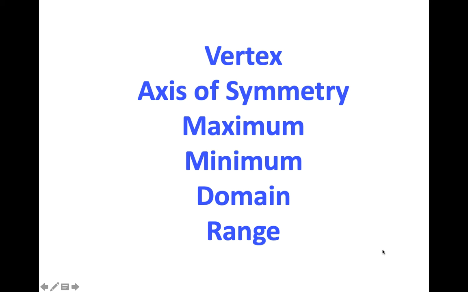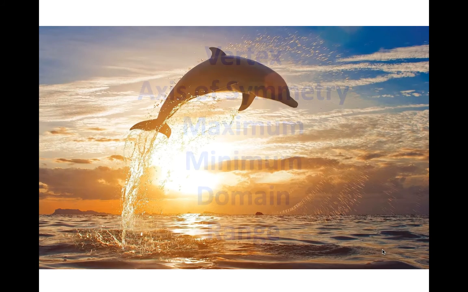There are some vocabulary words to watch for: a vertex, axis of symmetry, maximum, minimum, domain, range. Those will all be words that we will use and talk about and that you need to be comfortable with as you talk about quadratic functions.